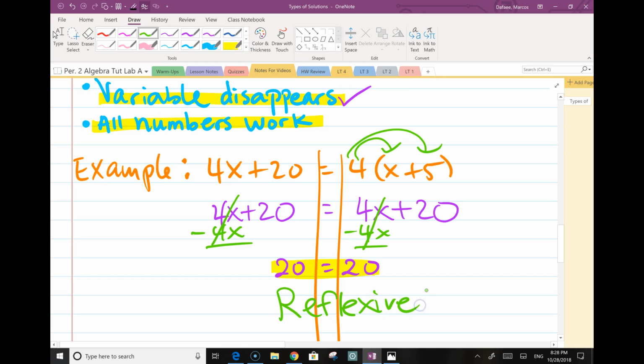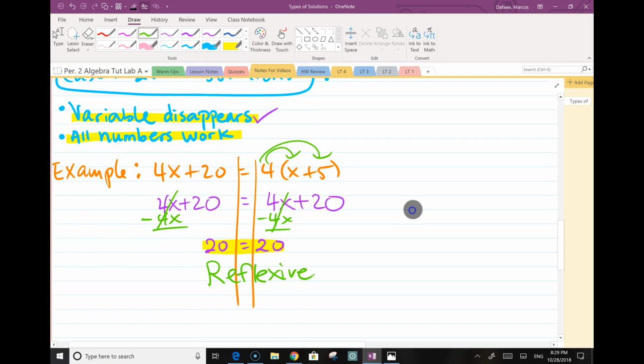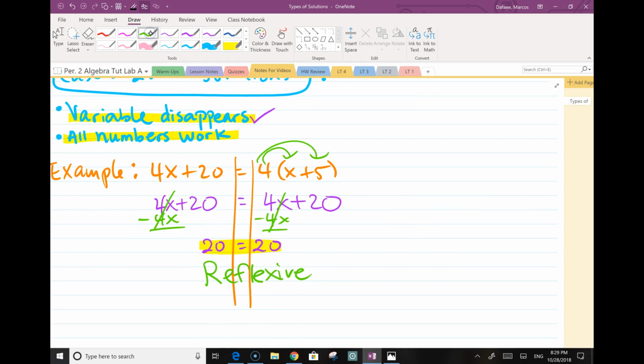And because it's reflexive, and this is the other way to think about why there are infinite solutions, any value that you substitute in for x would result in a statement that is true no matter what. I can give you a simple example. Let's say I were to choose 3, okay?